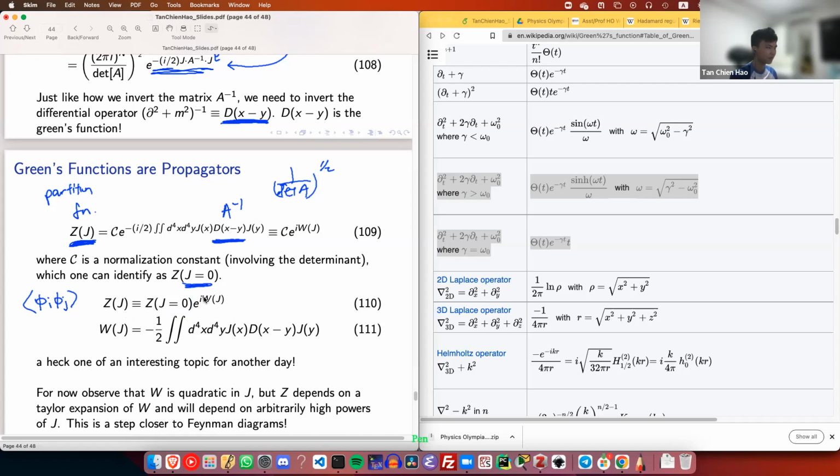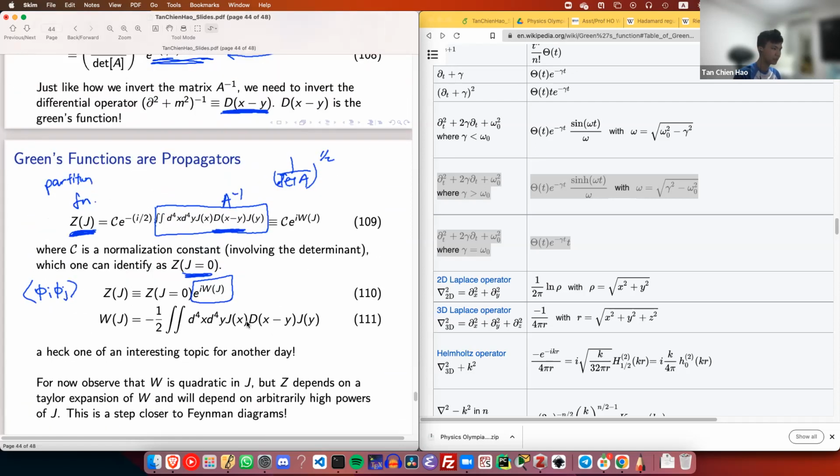Okay, so we focus our attention on this W of J over here. We see that it is basically the exponential, the integrand over here, right? So we see e to the iW of J, W of J being this thing. W of J is quadratic in J, right? There's two J's appearing in it. However, e to the iW of J has infinitely many powers.